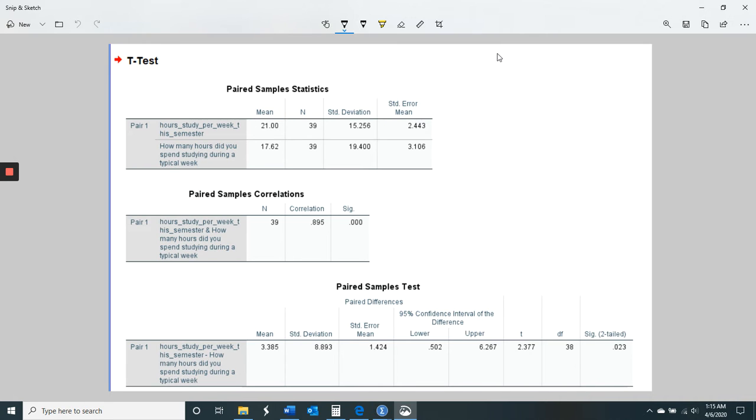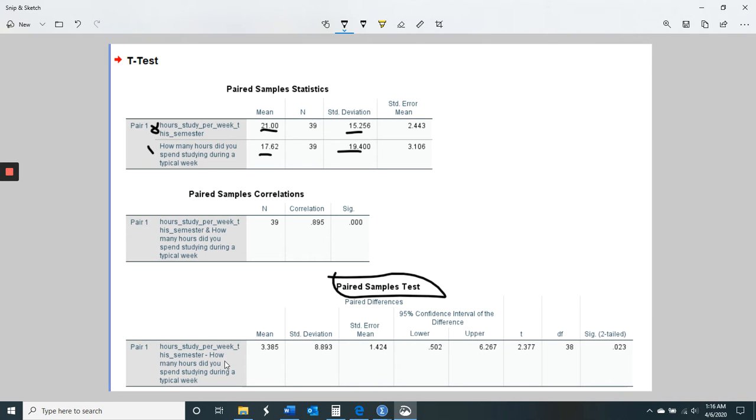So first it gives us descriptive information. So remember that we're looking at the same people, but we're comparing two things. So this is how much they study this semester. This is during high school. So this semester, here's the mean, 21 hours a week, and standard deviation of 15.26. In terms of high school, this sample said that they studied 17.62 hours a week with a standard deviation of 19.4. So here's our descriptives. And down here is the t-test stuff.